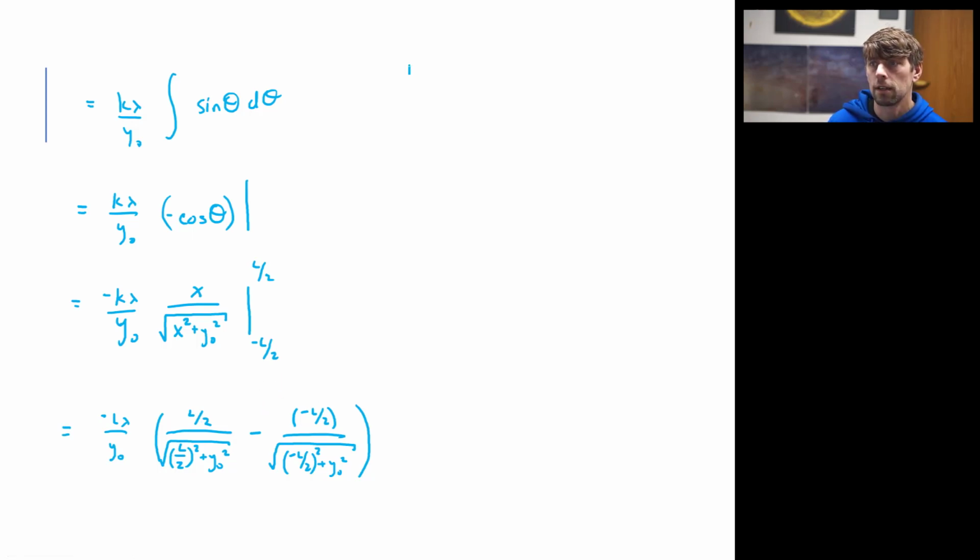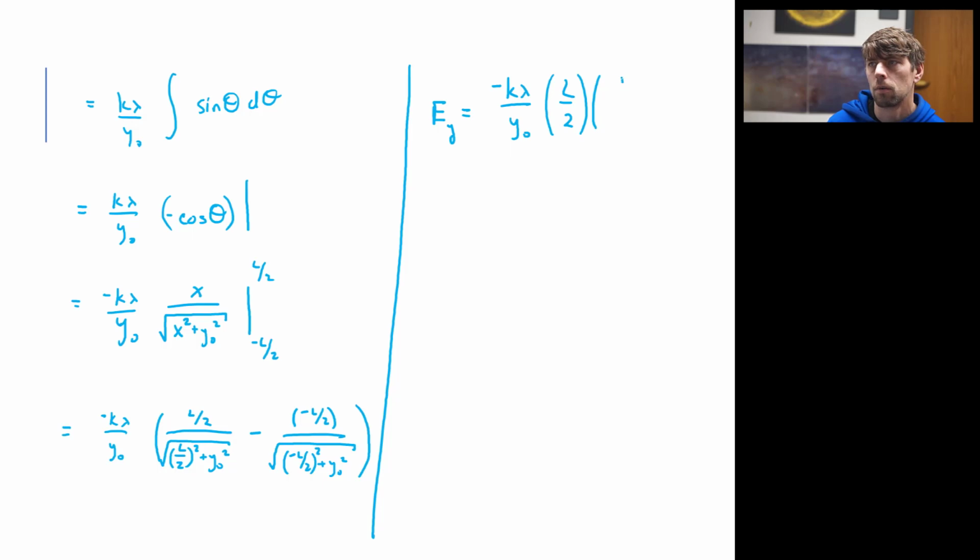So at the end of the day, I get that the total electric field in the y direction is equal to negative k, excuse me, I don't know why I wrote an L there, negative k lambda over y naught times the quantity L over 2 times the quantity 1 over L over 2 squared plus y naught squared, square rooted, and I have 2 of those. 1, 2.